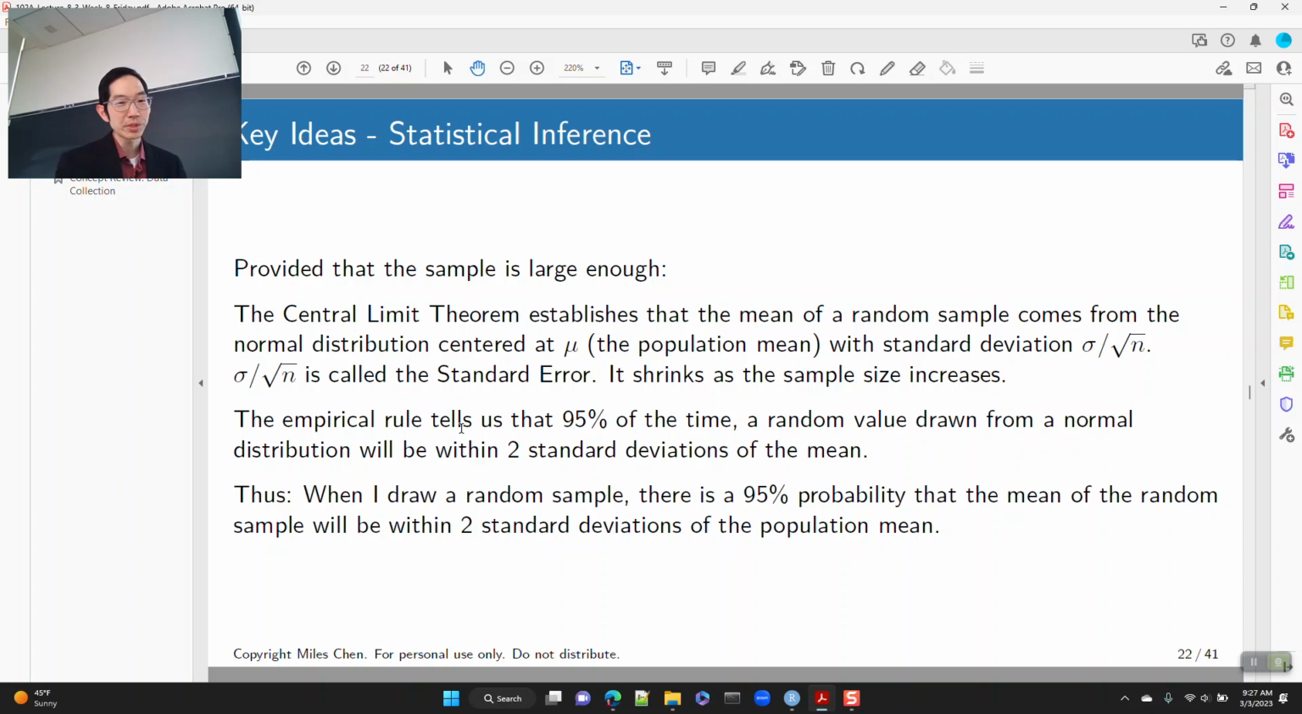we know the empirical rule says, if things follow the normal distribution, you have around a 95% probability that whatever random value you draw from the normal distribution is going to be within 2 standard deviations of the mean, right? And so when you draw a random sample, assuming the central limit theorem is met, there's a 95% probability that the mean of the random sample will be within 2 standard errors of the population mean. And we often use this as our foundation for statistical inference.